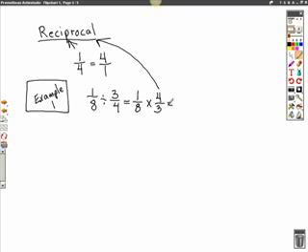Now we just work it out as we would any other multiplication problem when we're multiplying fractions. We would say 1 times 4 over 8 times 3. And we know that 1 times 4 is 4, and 8 times 3 is 24. Now we also know that this can be reduced. I think we can reduce it by 4. 4 divided by 4 is equal to 1, and 24 divided by 4 is equal to 6. So 1/8 divided by 3/4 is equal to 1/6.